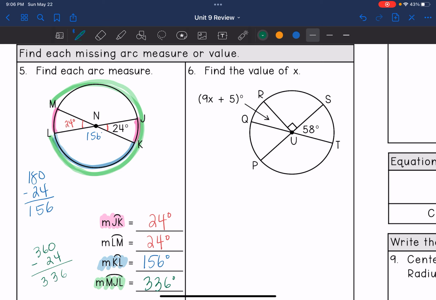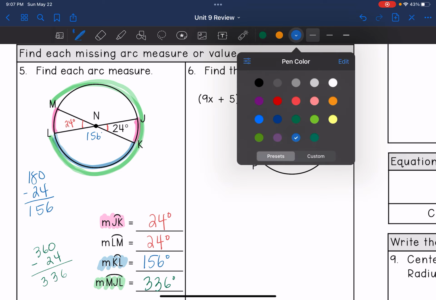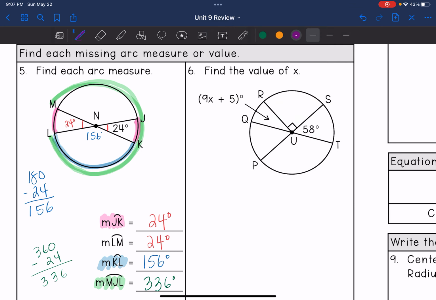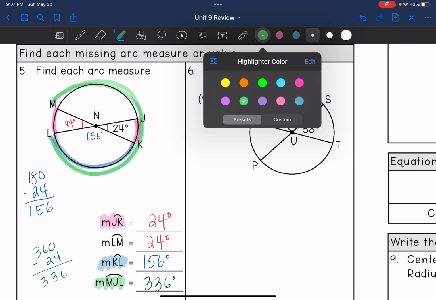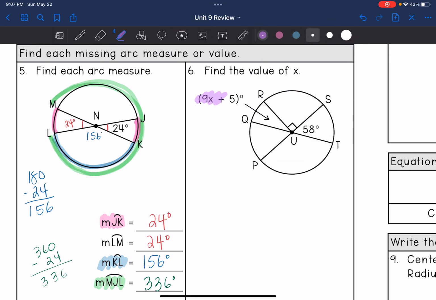Okay, let's look at the next one. It says find the value of x. So x is in this little binomial here, and that binomial is pointing to this angle. So it would help us a lot if we knew what that angle is. So let's see what we have. We have that this side over here is 58. Well, this over here is vertical from it, so that must also be 58.